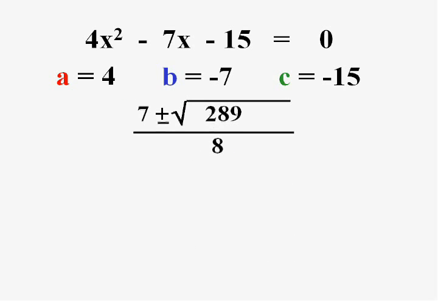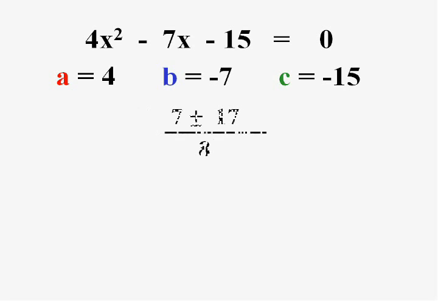Oh, it didn't work. Yeah, wait a minute. The square root of 289 is 17. Now there's two square roots. There's positive 17 and negative 17. So we can do 7 plus 17 over 8 and 7 minus 17 over 8.